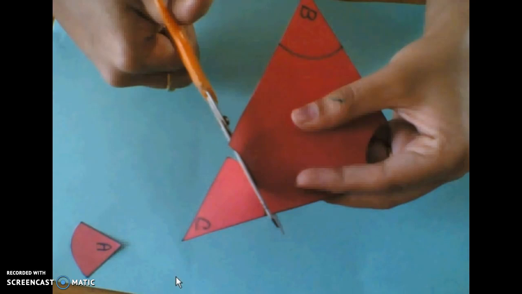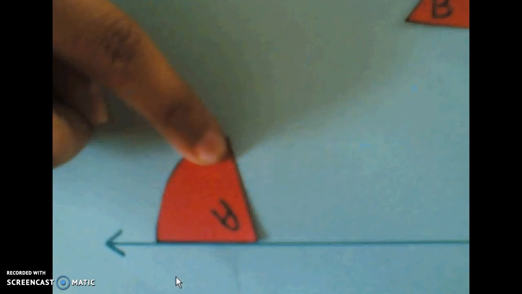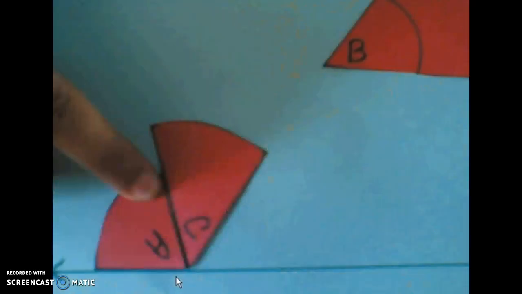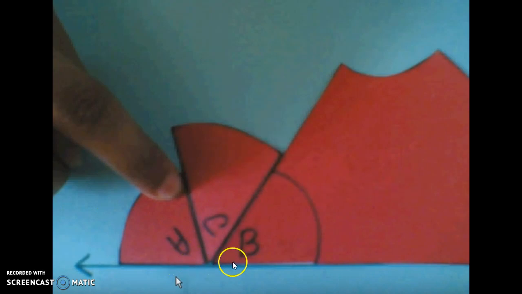During this time you can be having a discussion. What do you think is going to happen? If we take vertices A, B, and C, and you line them up next to each other, how many degrees does that make? Well, as you can see, it makes a straight line, like she drew. And from Unit 1, we know that a straight angle or a line is 180 degrees. So these 3 vertices of the triangle add up to 180 degrees.